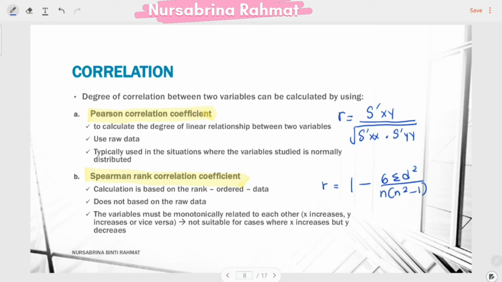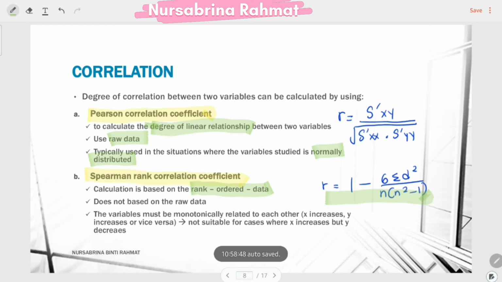The Pearson correlation coefficient is used to study the degree of linear relationship between two variables, whether it is a strong linear relationship, weak linear relationship, or moderate. For the Pearson correlation coefficient, we use raw data, and it is normally used for variables which are normally distributed. The Spearman Rank Correlation Coefficient works based on rank ordered data. From the raw data that we have, we rearrange it and transfer it into rank ordered data, and then from there we can use the formula.